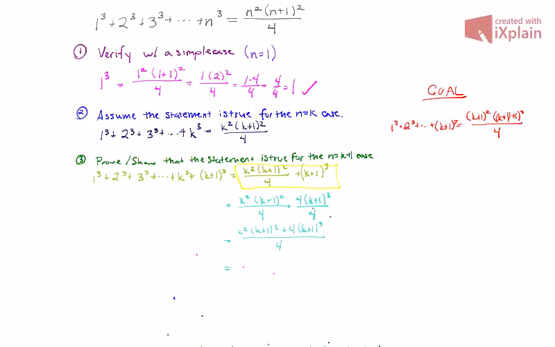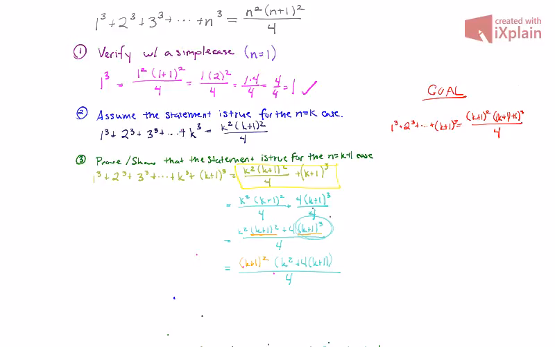Hopefully what you're noting here is that I do have some common terms. I have a k plus 1 squared and a k plus 1 cubed. So this is going to permit me to factor that out. If I do that, that's going to give me k plus 1 squared, and then what I'm left with would be k squared plus 4 times k plus 1 here, because I'm only taking 2 of those k plus 1s out from this term right here. This is all over 4.